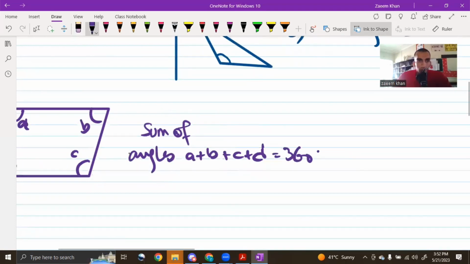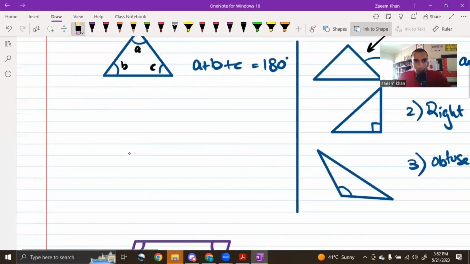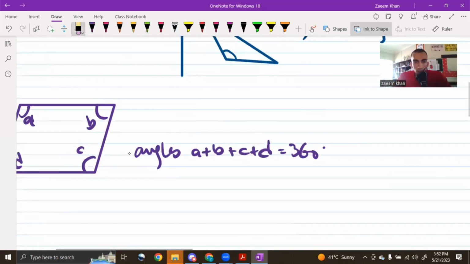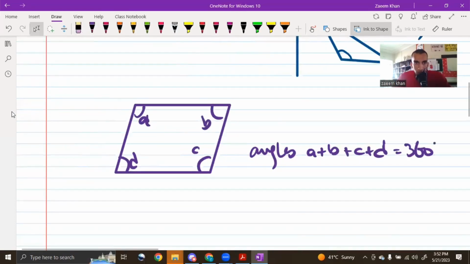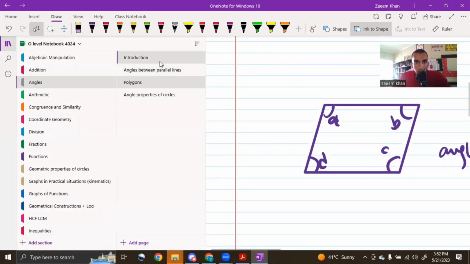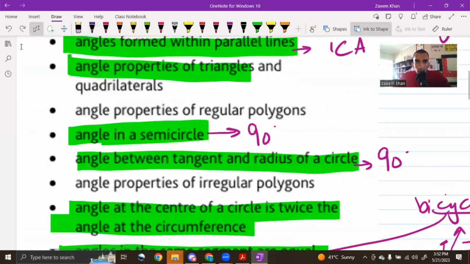Just like with triangles, where the angles all added up to 180, the angles of a quadrilateral always add up to 360. That's a rule. And I'll even tell you how that rule forms in a little while. So the basic introduction to angle properties of triangles and quadrilaterals is done as well. Does that make sense?